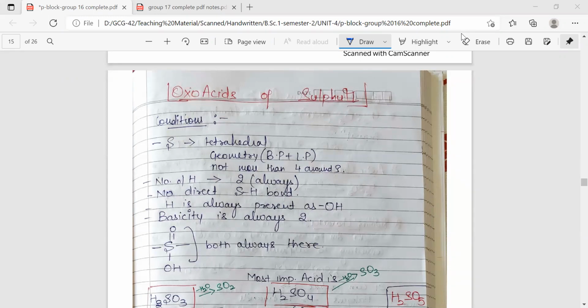The number of hydrogens attached to sulfur through oxygens is always 2. That means its basicity is always 2. The number of OH groups is always going to be 2 on sulfur. So the basicity of these oxo acids is going to be 2. There is no direct S-H bond present. The presence of S-OH is always there, but the sulfur to double bonded oxygen is, in some cases, not there, though in the maximum of cases S double bond O is also present.